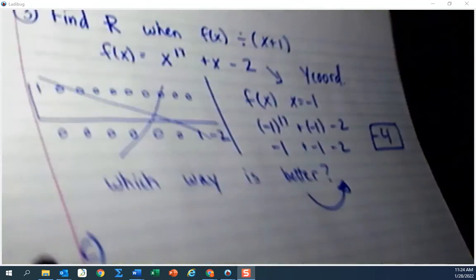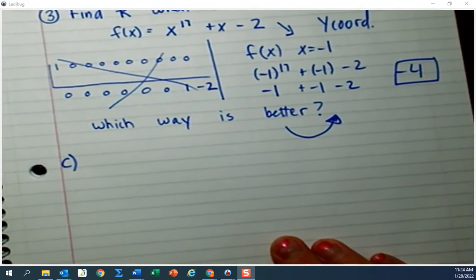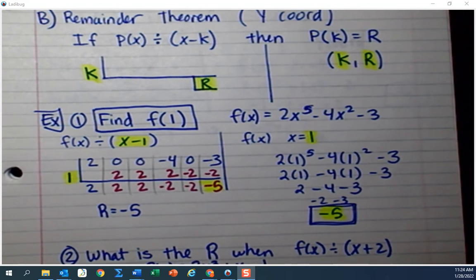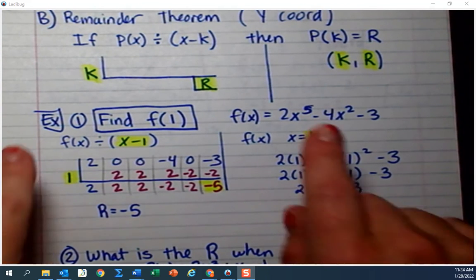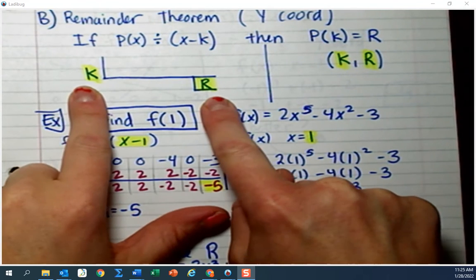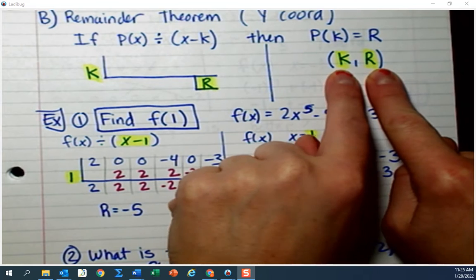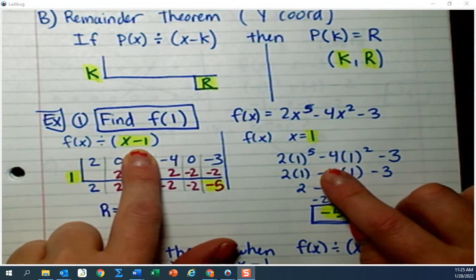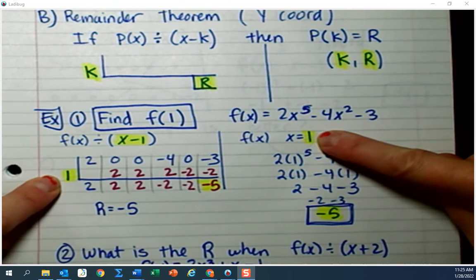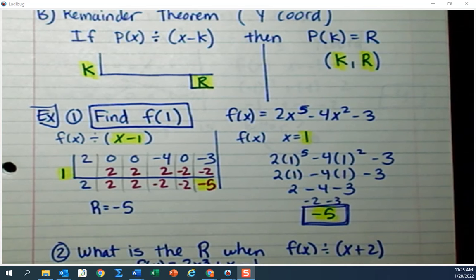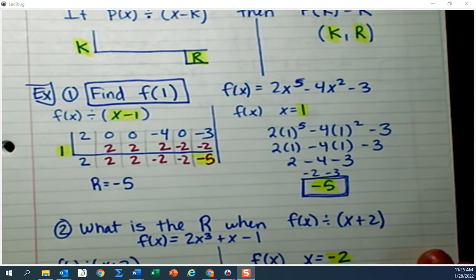Okay, a quick little recap. Last class, you learned how to do synthetic division, okay? And then we learned one application. We learned that doing the division with this number and this number is actually an xy coordinate. So dividing by x minus 1 is the same thing as plugging in 1. So you have two ways to find the remainder and two ways to find the y coordinate.